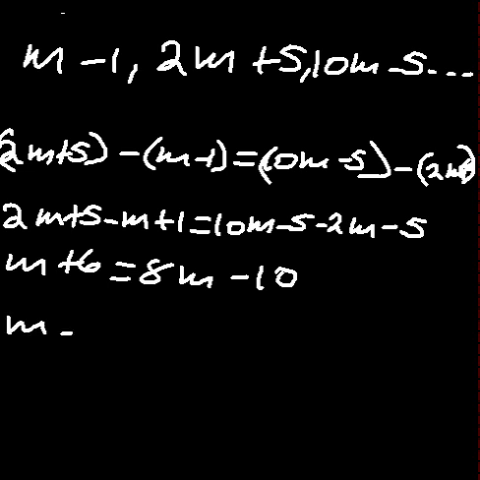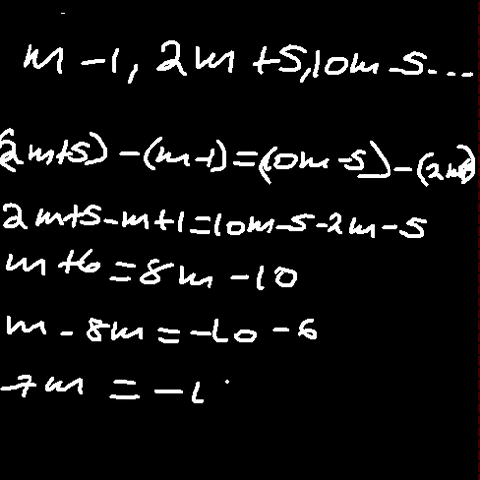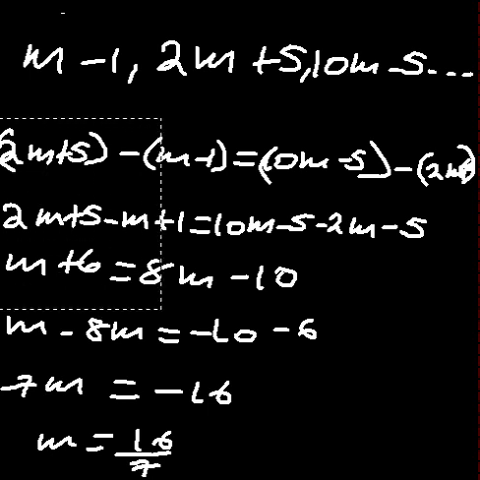So we have m minus 8m, which is equal to negative 10 minus 6. We can have it as negative 7m, which is equal to negative 16. It means m will be given as 16 over 7. So that is the value of m, and we can now substitute that one.